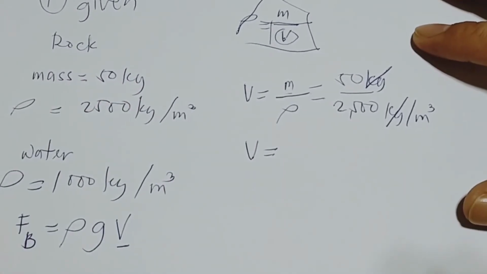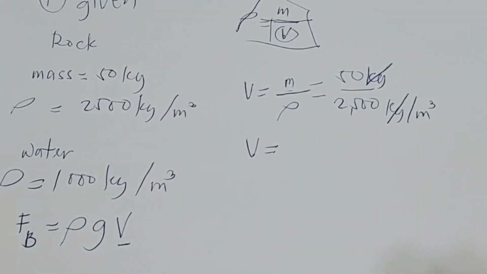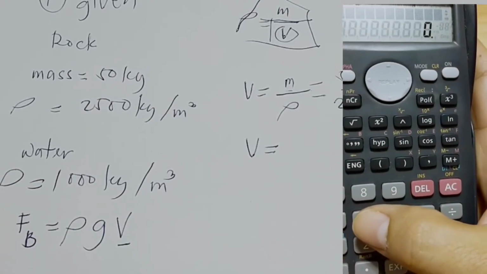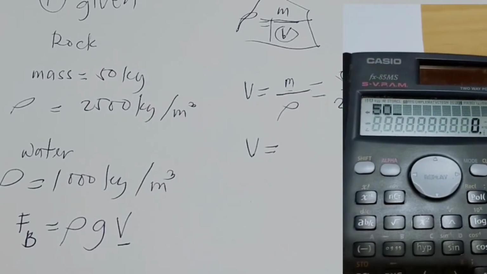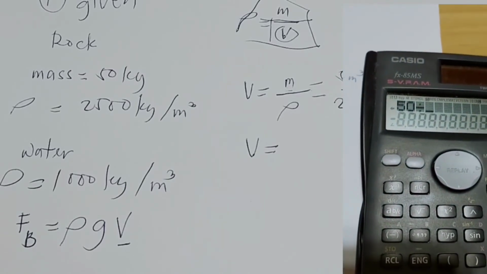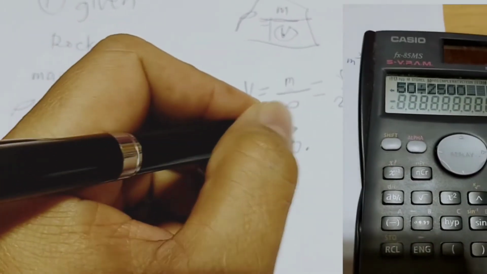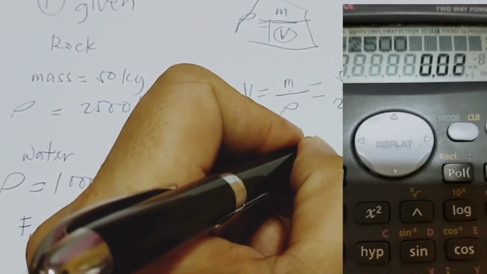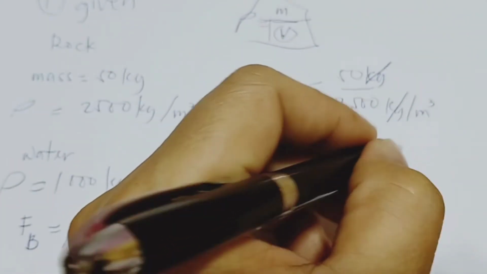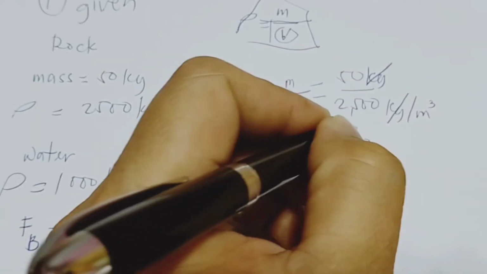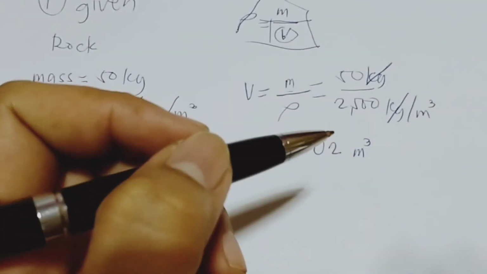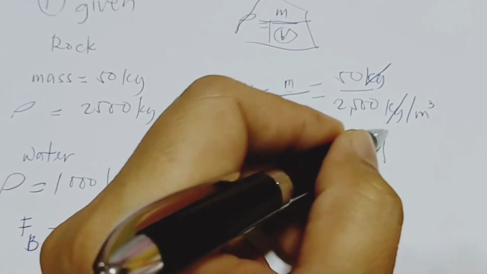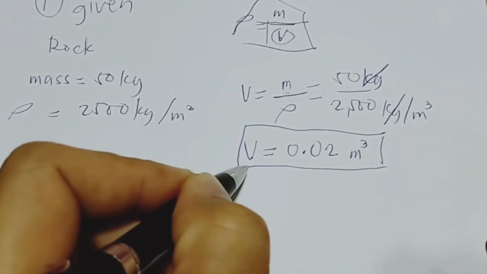Therefore, divide 50 divided by 2,500, that is equal to 0.02 cubic meter. So take note, the unit measure of volume for solid is measured in cubic meter. So this is now our volume.